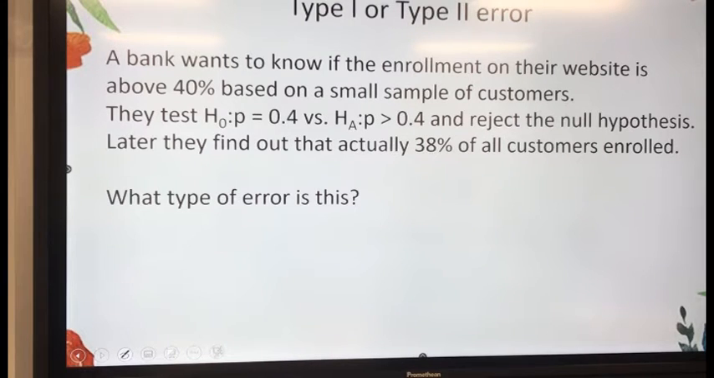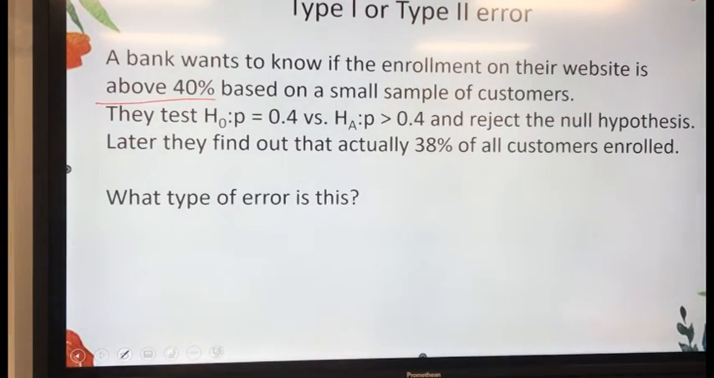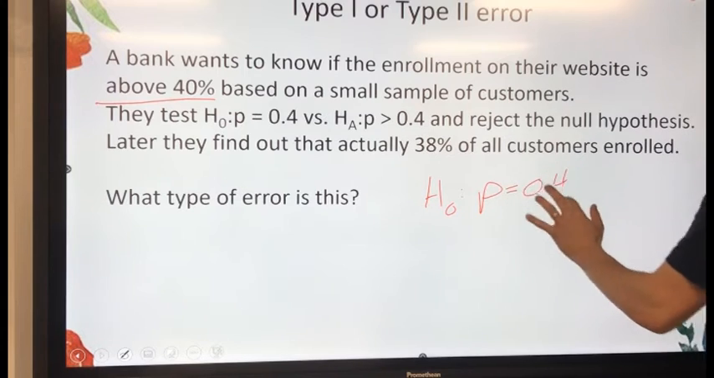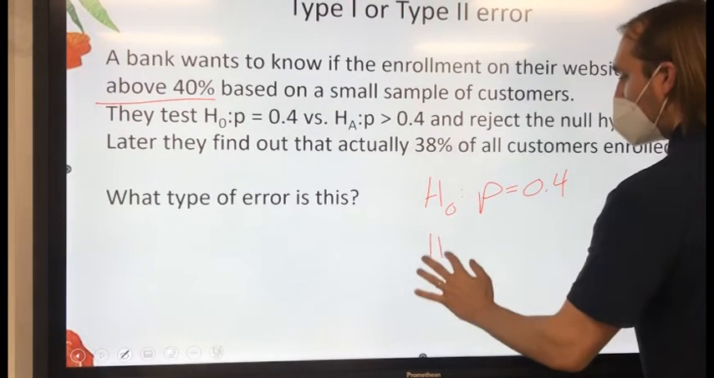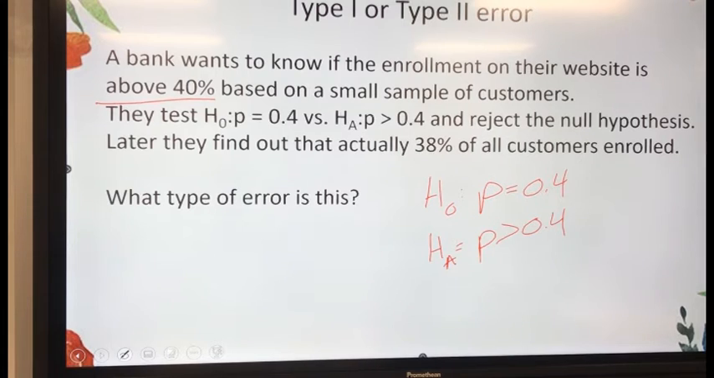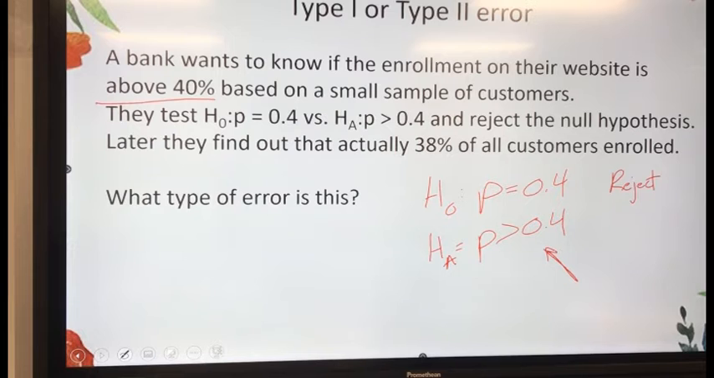A bank wants to know if the enrollment on their website is above 40% based on a small amount of customers. They test, so their H null is P equals 0.4 versus their alternative, HA, P is greater than 0.4, above the 40%. And they reject the null. Later they find out that actually 38% of all customers are enrolled. So they rejected it. They say that since they rejected this, they're saying the alternative is that the value is greater than 40%. What type of error do they make? A type 1 or a type 2?